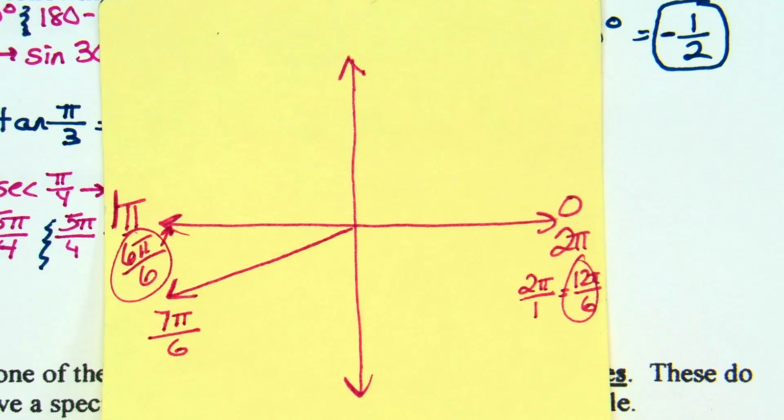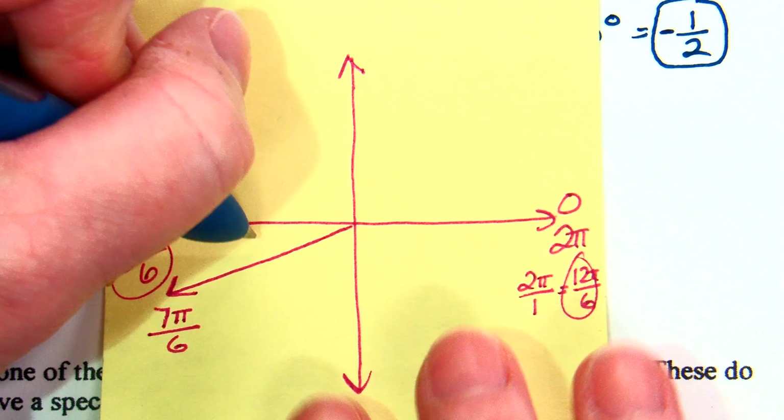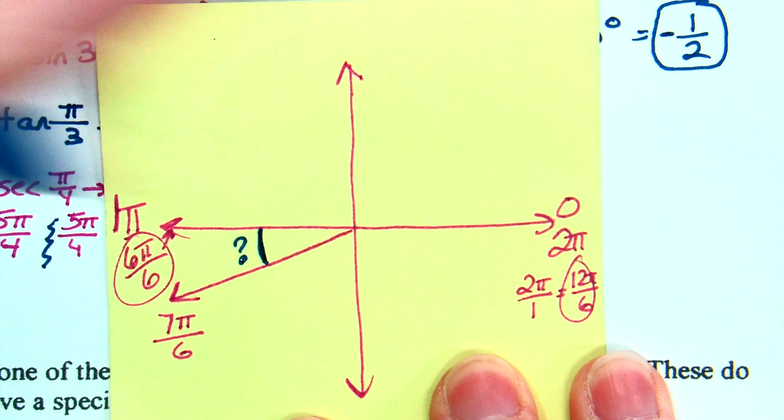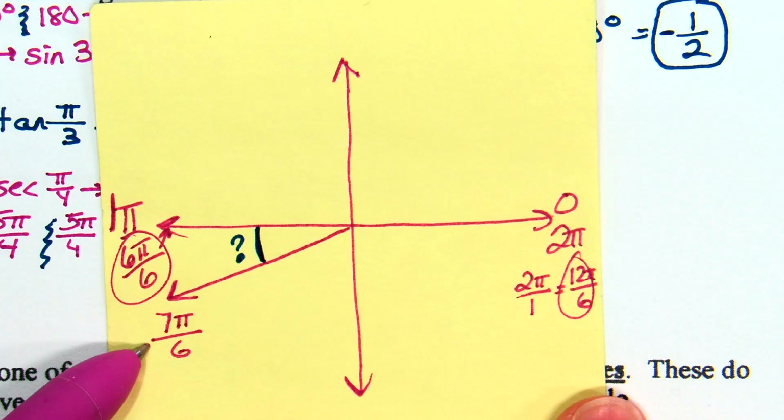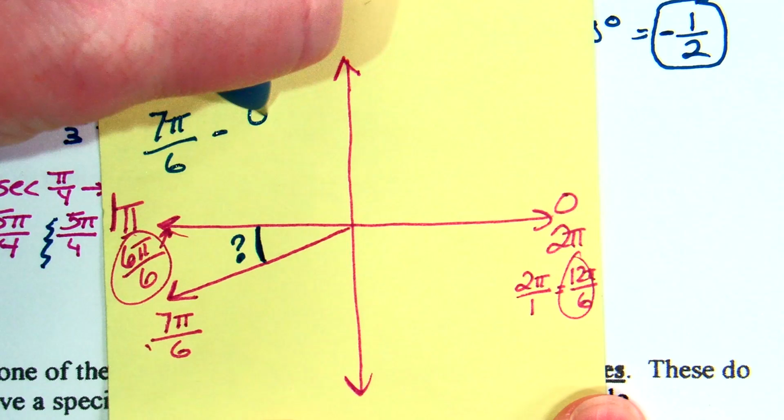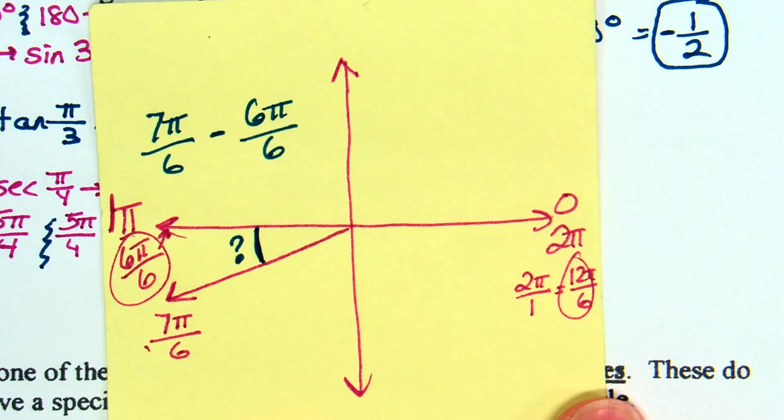Now, 7 pi over 6 is not one of my 3 on my chart. How do I find the reference angle for 7 pi over 6? I want to know how far 7 pi over 6 is from the x-axis. In order to do that, we're going to do 7 pi over 6 minus 6 pi over 6. I'll actually write that on the paper. What is 7 pi over 6 minus 6 pi over 6?